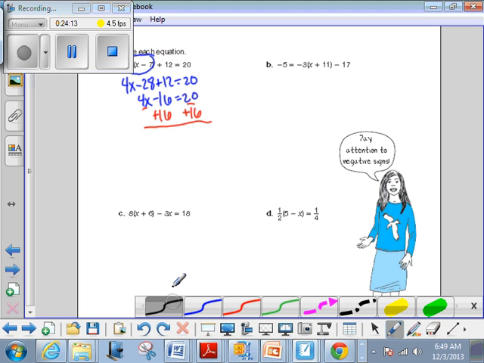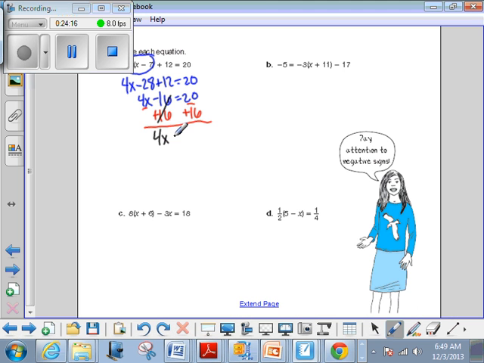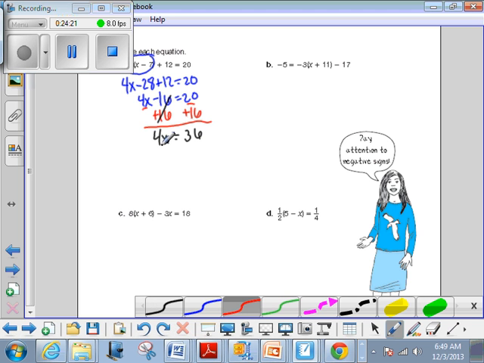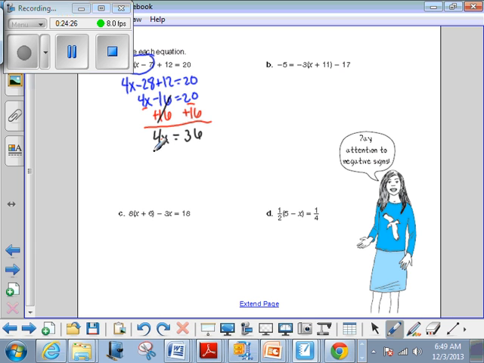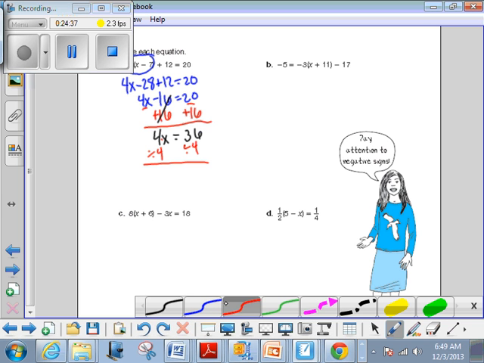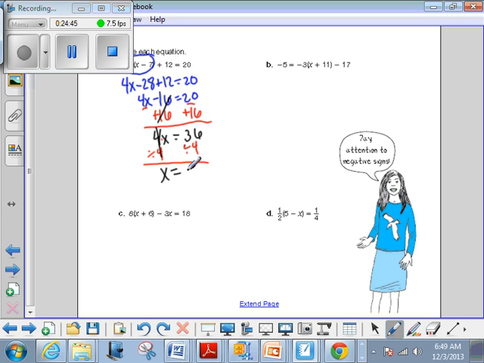My next step is to get rid of this 4. Remember, when a number is next to a variable, it means you're multiplying, so I want to do the opposite. The opposite of multiplication is division, so I'm going to divide both sides by 4. When I do that, these 4's cancel out, because 4 divided by 4 equals 1, so I have 1x, and 36 divided by 4 gives me 9. So my answer is x equals 9. Go ahead and pause the video and work on B, C, and D, and then hit play and check your answers with mine.